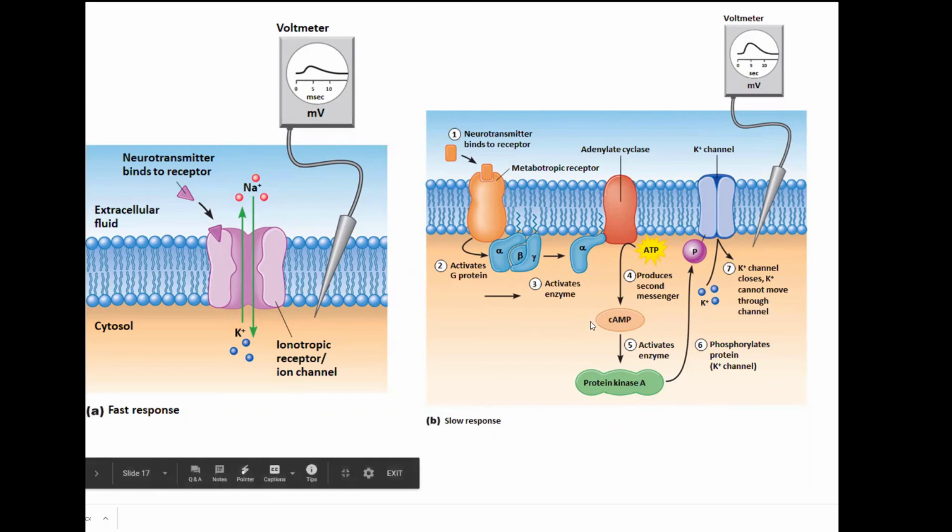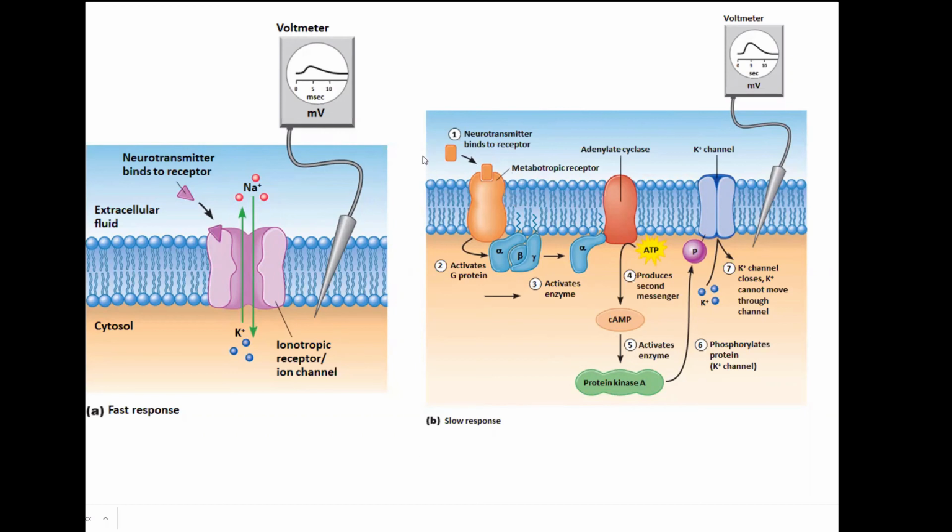So then we see a slow responsive receptor or metabotropic receptor. So here we see it triggering an ion channel as well. So in this case, does somebody want to tell me why we also are seeing excitation here looking at this diagram with our metabotropic receptor?